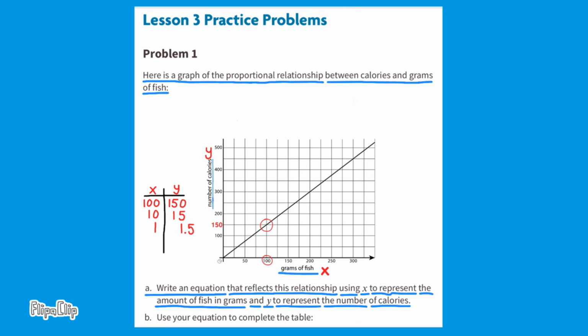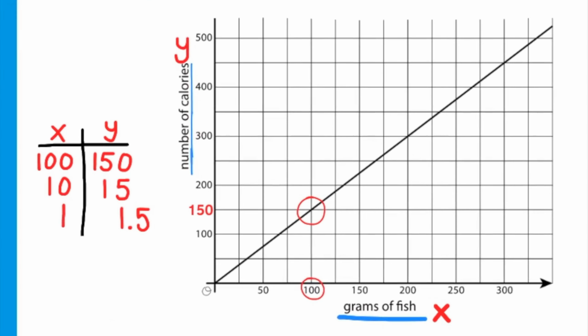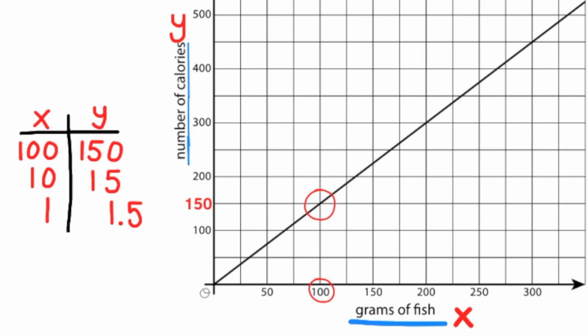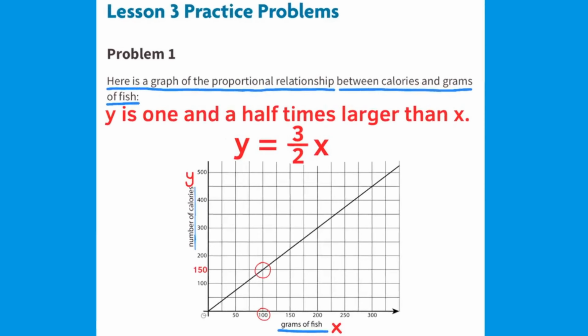These x and y values are coordinates for points on this line. The rate of change is that y is 1.5 times larger than x. Look at our first example. When x is 100, y is 150. 150 is 1.5 times larger than 100. Look at the last example. When x is 1, y is 1.5, or 1 5/10. That's another example showing that y is 1.5 times larger than x. So an equation that could represent that would be y equals 1.5 times x, or 1 5/10 times x, or y equals 3/2 times x.